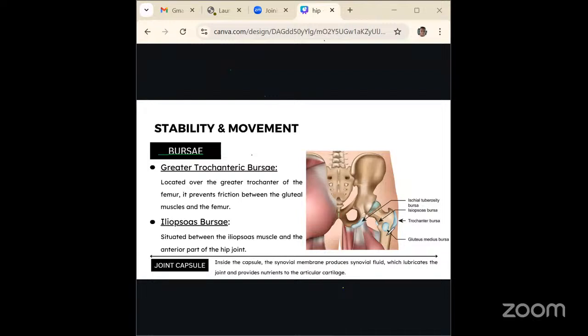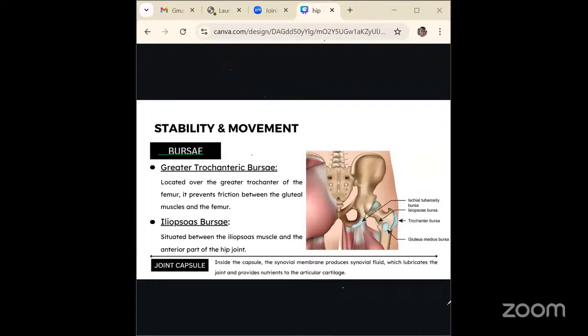So bursae are fluid-filled spaces. They are filled with fluid, and the fluid that we are talking about in this aspect is synovial fluid. You get? These spaces help, number one, they cause stability, and number two, they reduce friction. You know?